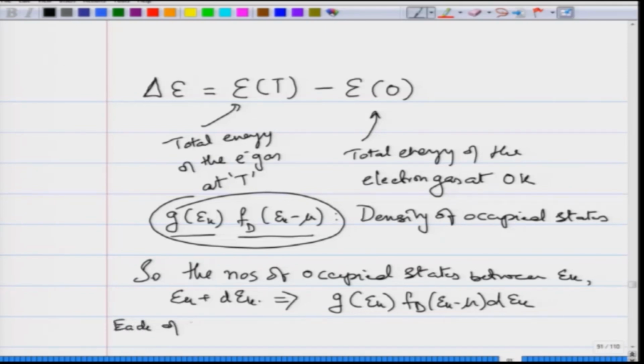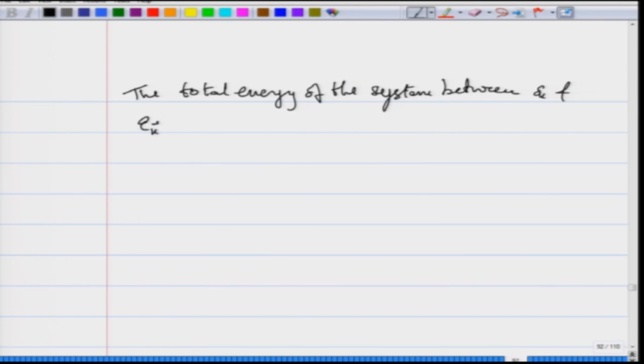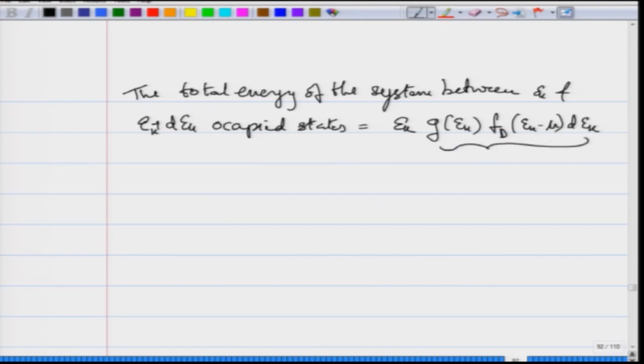Each of these states has energy Ek. So, the total energy of the system between Ek and Ek plus dEk occupied states is equal to Ek G(Ek) f_FD(Ek minus mu) dEk. This is the number of occupied states between Ek and Ek plus dEk, and this is the energy of each of the states. So, this gives you the total energy present between Ek and Ek plus dEk, okay.